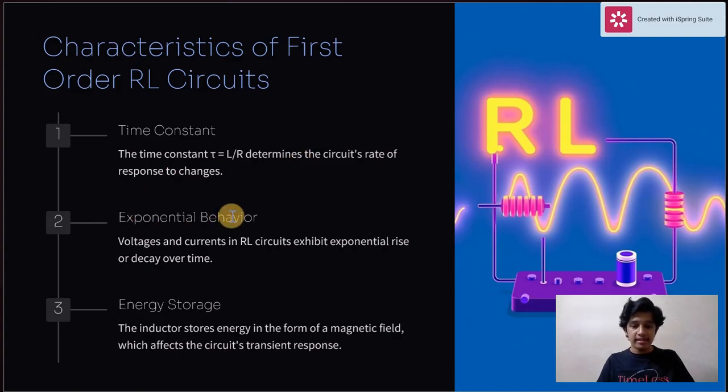Exponential behavior. As said earlier, voltage and currents in RL circuits exhibit exponential rise or decay over time. Energy storage. The inductor stores energy in the form of a magnetic field, and it is given by the formula half L I squared, where L is the inductance of the circuit and I is the value of current flowing through the inductor.